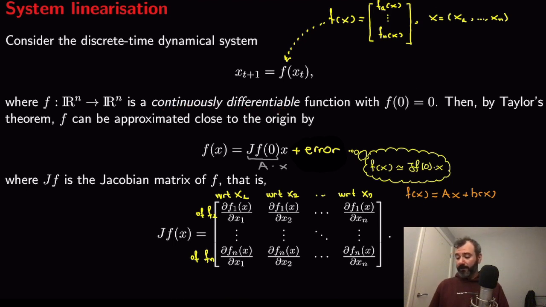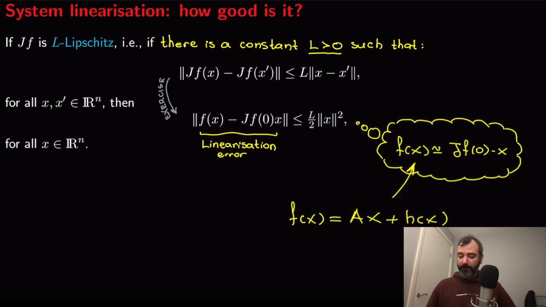We need one more assumption to move on from here. We need to assume that the Jacobian is Lipschitz with constant L. What we're trying to do here is see how good the linearization is. How approximate is it? How big is the linearization error? And for that, we need to introduce the following assumption that the Jacobian of f is Lipschitz with constant L, or we simply write L-Lipschitz.